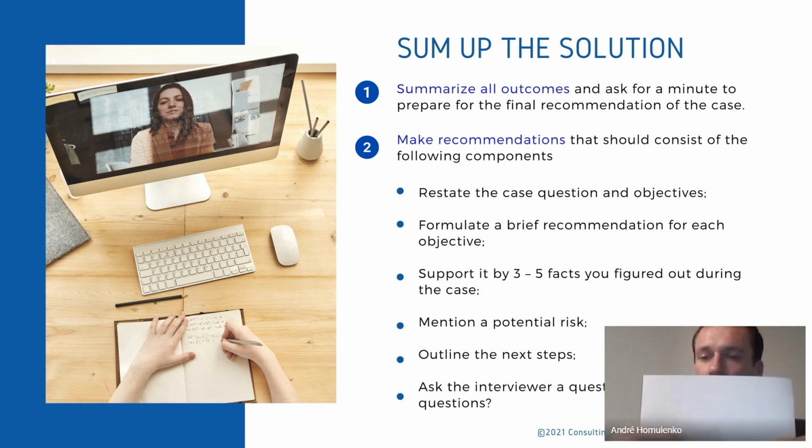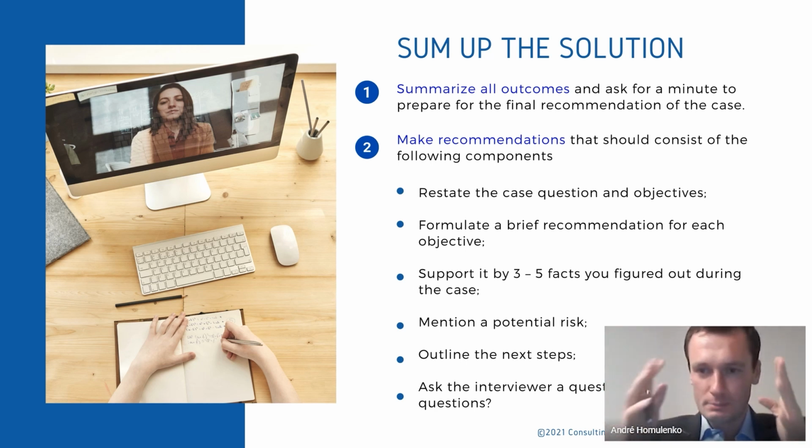Then you provide recommendations on how to fix them. Afterwards, you back it up with some of the facts you have figured out throughout your analysis of the case. Then in the next step, you mention some risks which could be associated with this recommendation, as well as outlining 1, 2, or 3 specific next steps. So for example, what would you do if you had a little more time for analysis, or what does it mean to implement the solutions you are proposing?